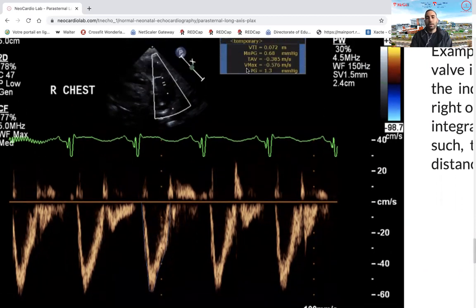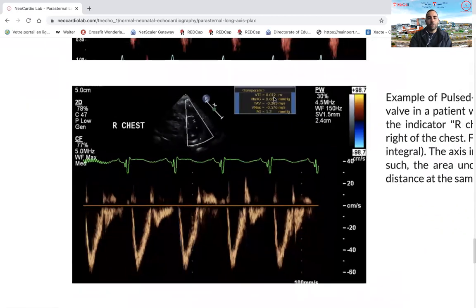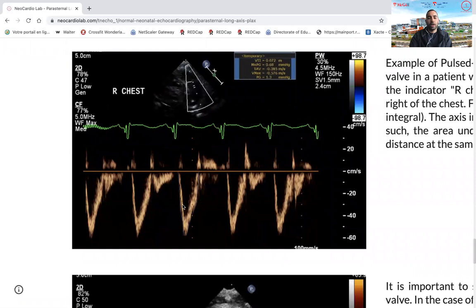And then here the machine is able to tell you that the velocity maximum is -0.576 meters per second. So this is one way to look at the information from a pulse wave Doppler.